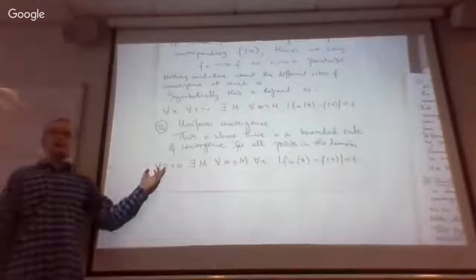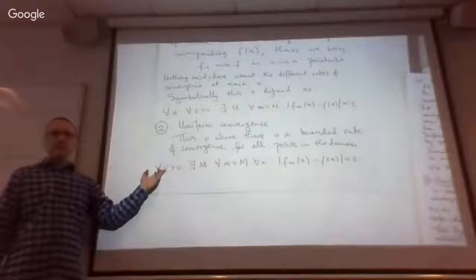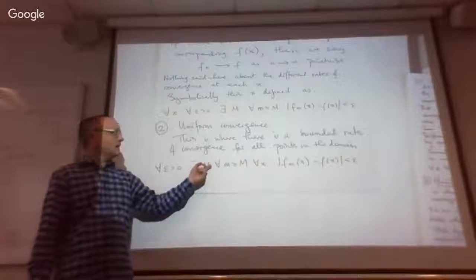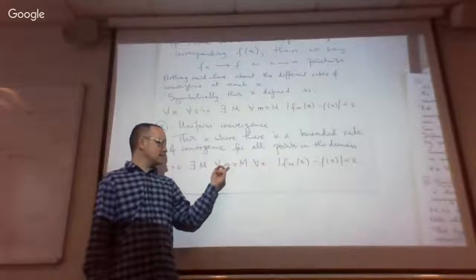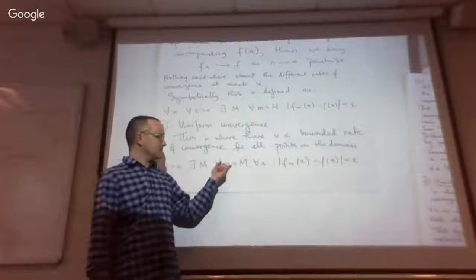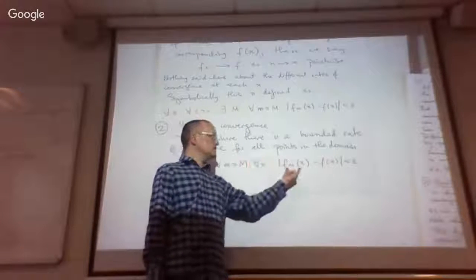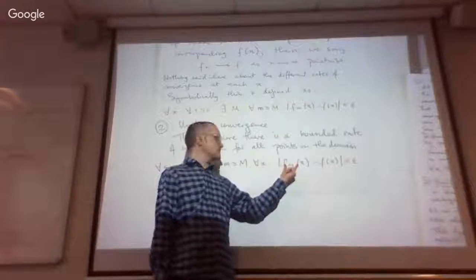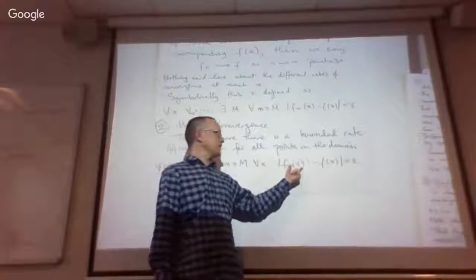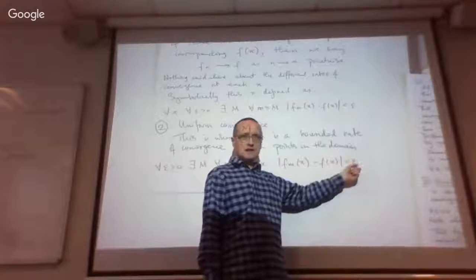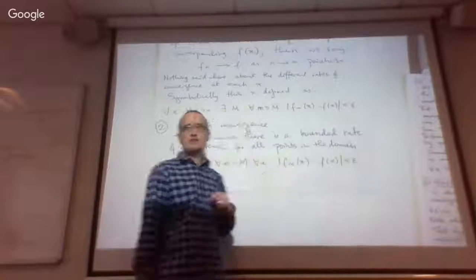So whatever degree of closeness you care to specify, there is some point capital M after which, so for every little m bigger than that, at all points x in the domain, you see the distance between the sequence function value and the limit function value being less than that desired or specified degree of closeness.